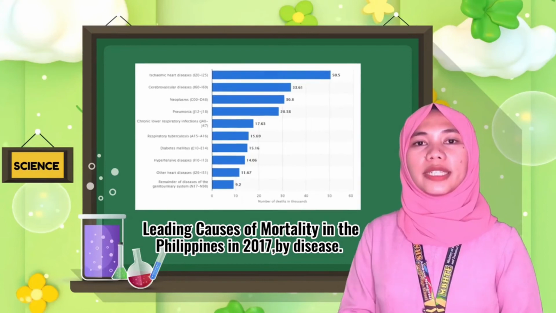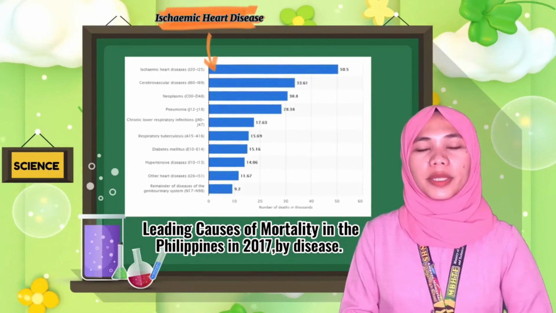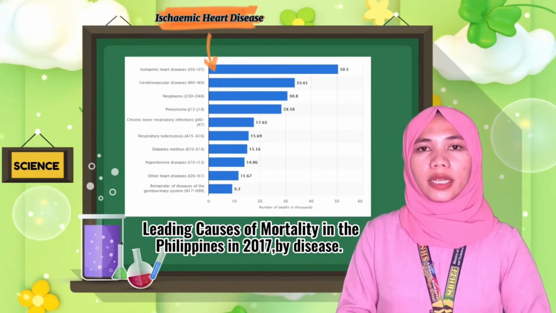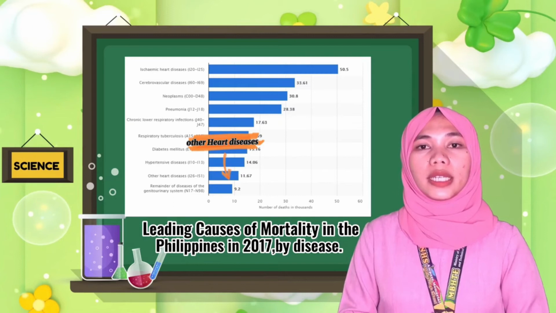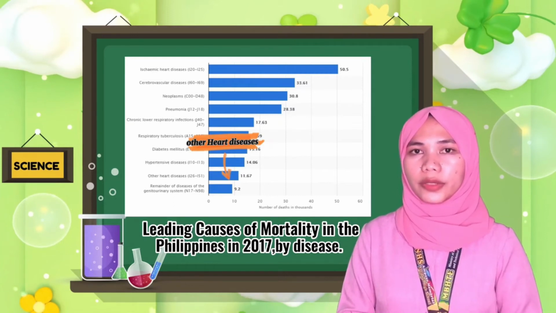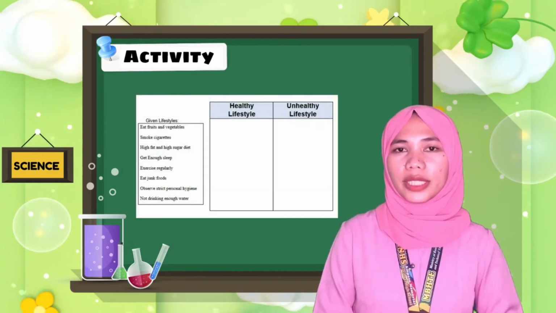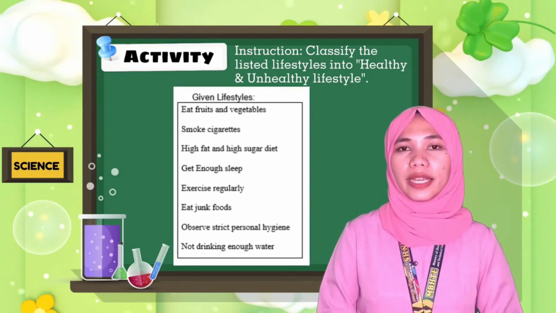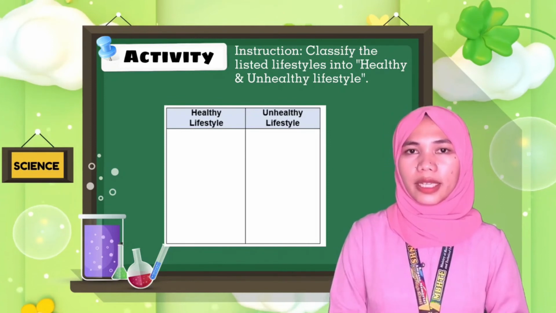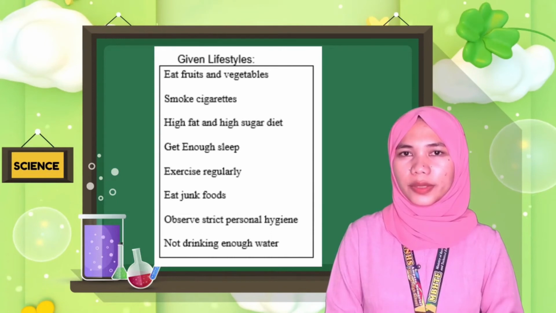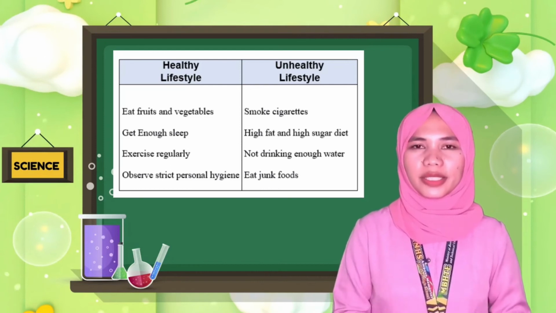As shown in the graph of the leading causes of mortality in the Philippines in 2017 by disease, ischemic heart disease or coronary heart disease is on top. Also, other heart diseases are still on the top 10 in the identified causes of mortality in the country. We will now perform another activity. The instruction is, you have to classify the given lifestyles into healthy lifestyles and unhealthy lifestyles. Now you have 10 seconds to answer. You can now start. If you got the same answer with this, congratulations!